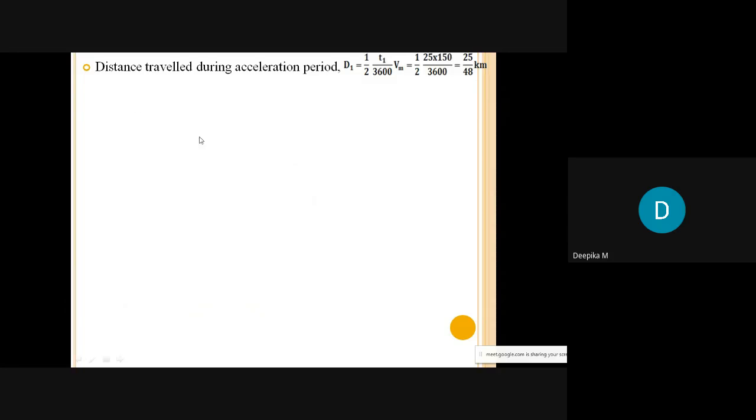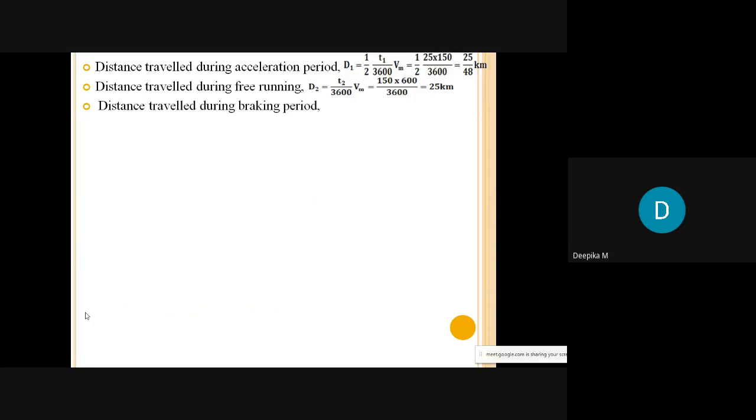What is the distance traveled during the acceleration period? It is half into T1 divided by 3600 into Vm. Substituting, T1 is 25 and Vm is 150, so I'll get 25 by 48. What is the distance traveled during free running? It is T2 by 3600 into Vm. So 150 into 600 by 3600, which is 25 kilometers.